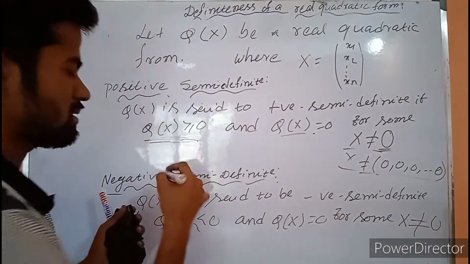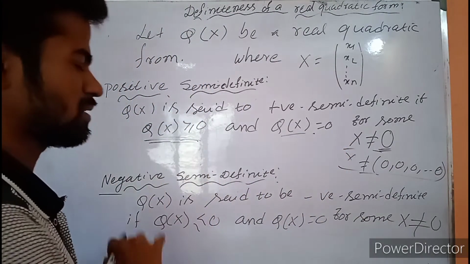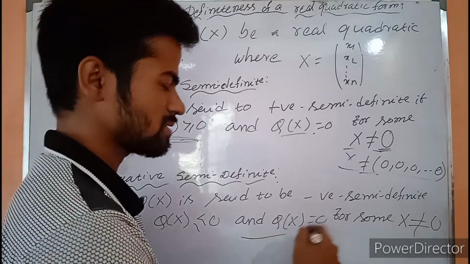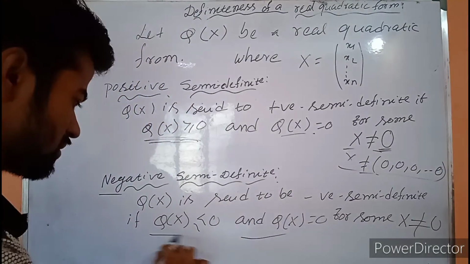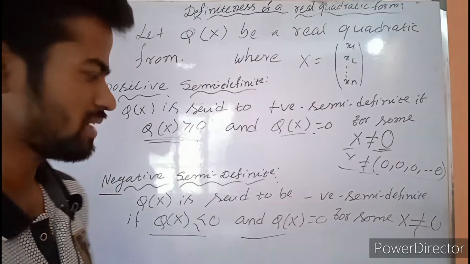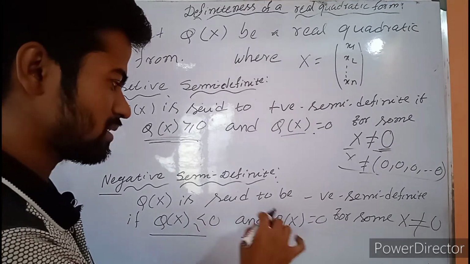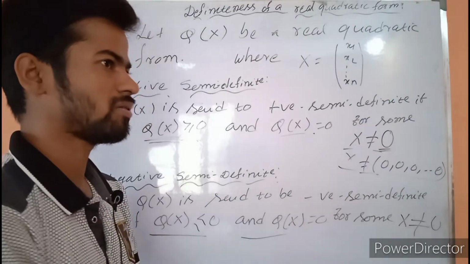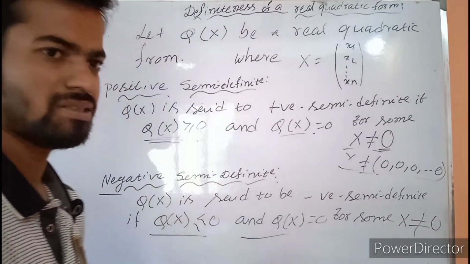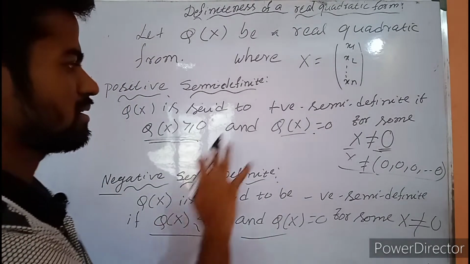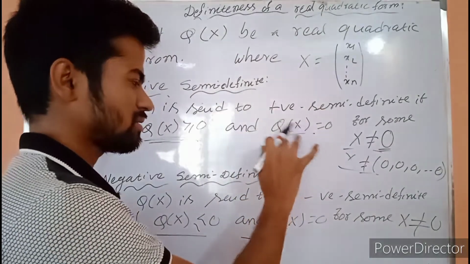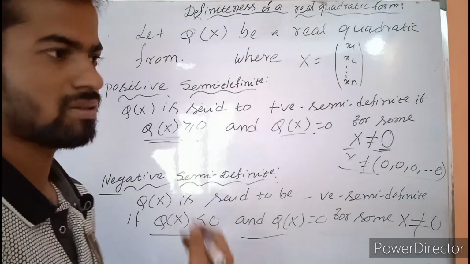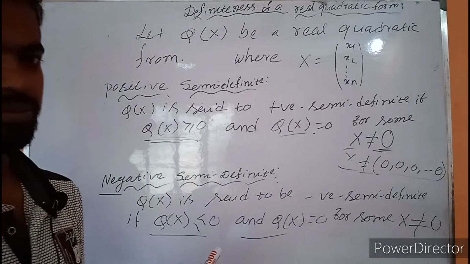Otherwise this condition is the same as the condition of positive definite. Similarly, for negative semi-definite, for some non-zero x Q(x) equals 0 and otherwise the condition is the same. For negative definite, Q(x) is less than or equal to 0 and Q(x) equals 0 if and only if x equals the zero vector. That is, only for the zero vector Q(x) equals 0, otherwise it is negative. For only the zero vector it is equal to 0 and otherwise the quadratic form is positive, then the quadratic form is said to be positive definite.